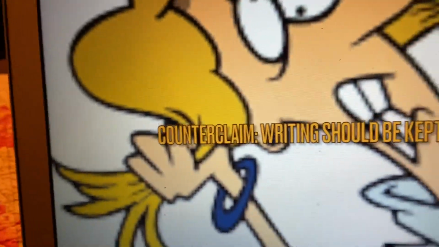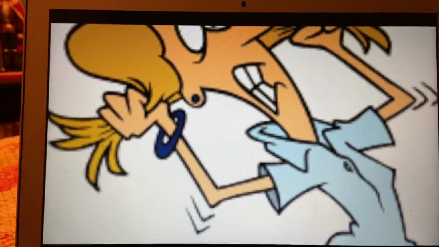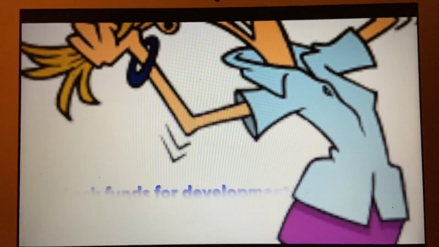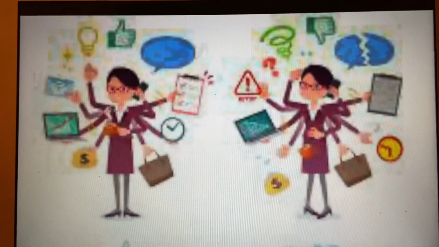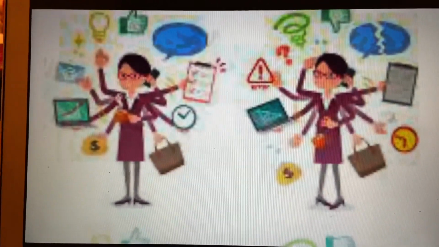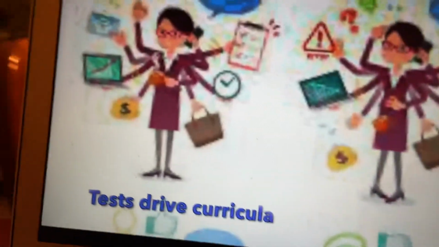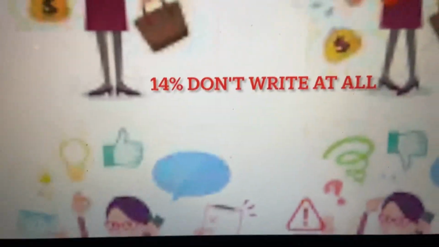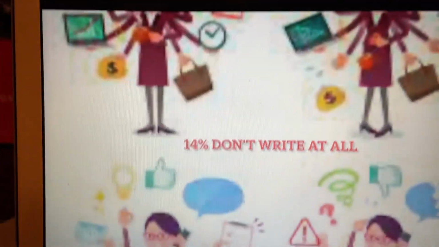Writing should be kept in English class because many schools do not have the funds for the professional development to train teachers to teach writing in other content areas. They might not have the support from administrators, and many claim that high-stakes tests drive curricula and require very little writing. In fact, some 14% of 12th graders report being asked to do no writing for homework at all.